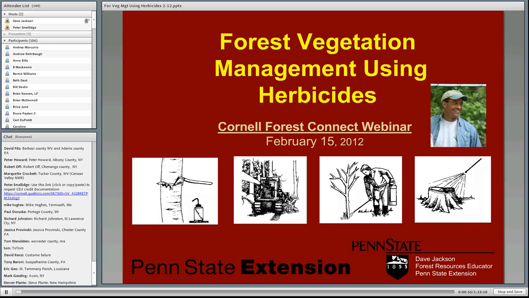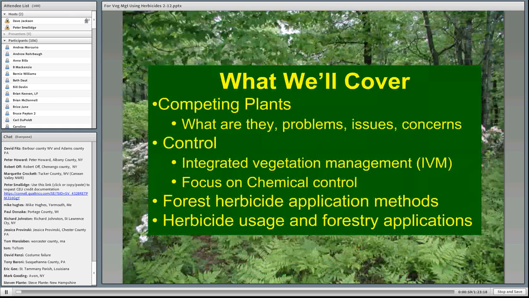So forest vegetation management using herbicides. And here's what we plan to cover today. We'll introduce you to the concept of competing plants and what they are, what the problems, the issues, concerns that they cause, a little bit of background as to why there's such a problem today.